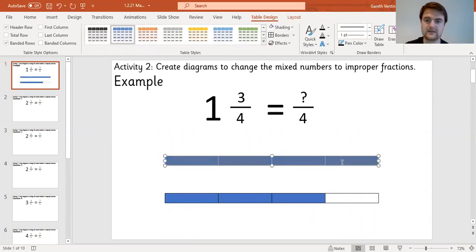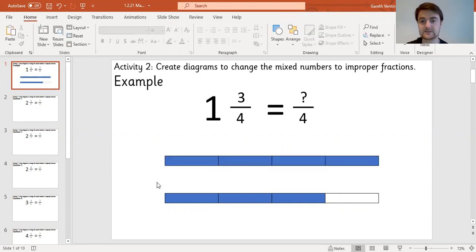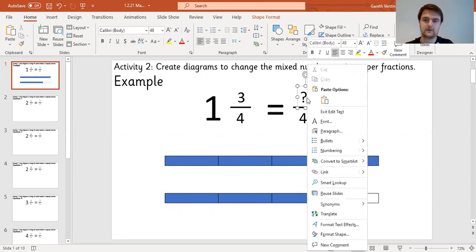and 3/4, and I can count up how many quarters I have altogether to see what 1 and 3/4 is as an improper fraction. So I've got 1, 2, 3, 4, 5, 6, 7 quarters altogether.